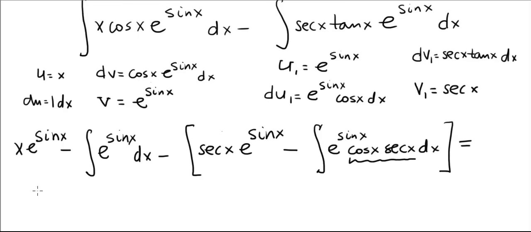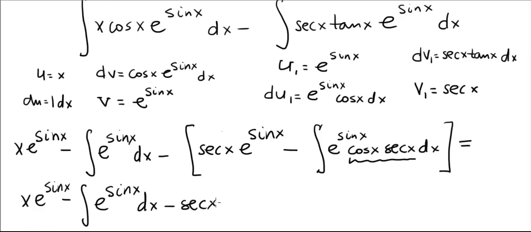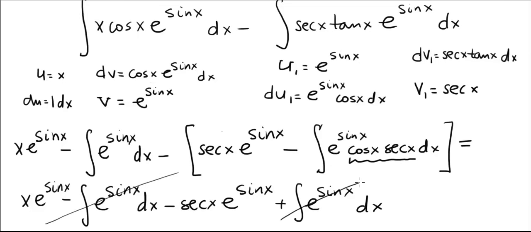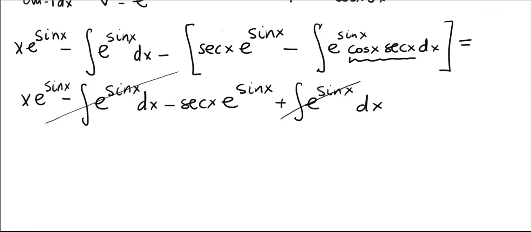And we can express this as x e to the sine x minus the integral of e to the sine x dx, minus secant x e to the sine x, and then minus a minus, which is plus, the integral of e to the sine x dx. And you can see that the minus integral of e to the sine and the plus integral of e to the sine cancel. We don't have to integrate anything anymore, and our solution is right there on the screen.